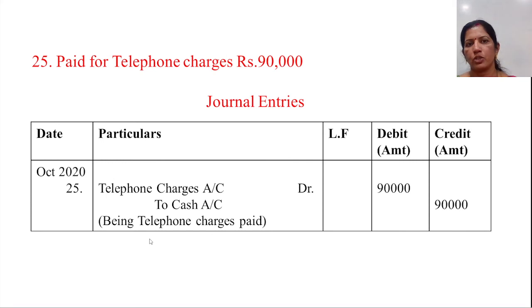Now the next transaction: paid for telephone charges rupees 90,000. See, we paid, which means cash goes out, and telephone charges is an expense. As per the rule of nominal accounts, debit the expenses, cash goes out. Telephone charges account debit to cash account. Value 90,000 debit, 90,000 credit. Narration is being telephone charges paid.